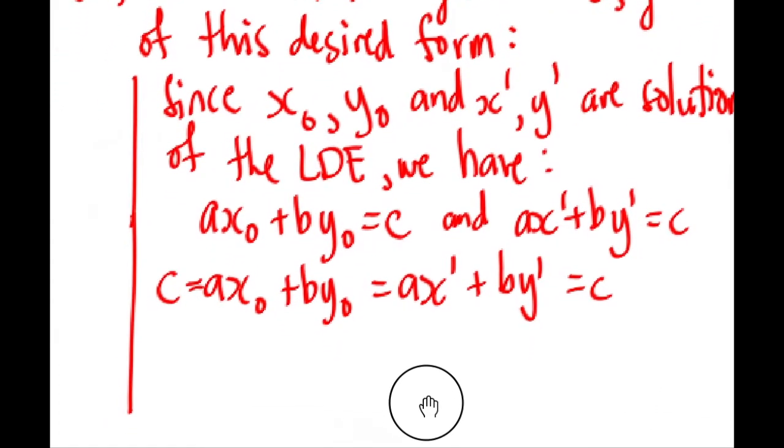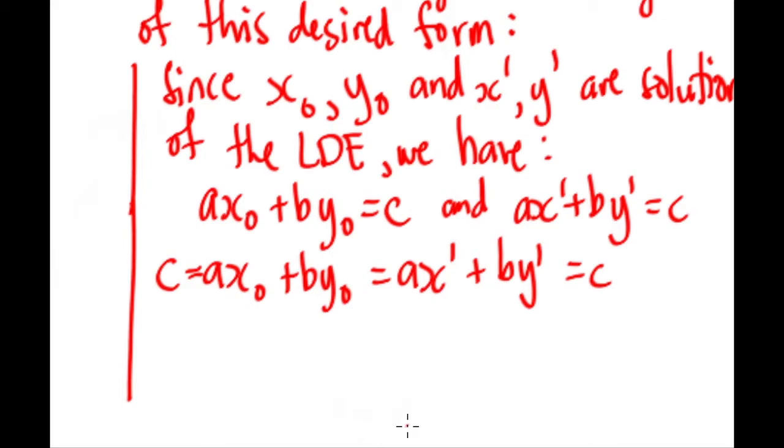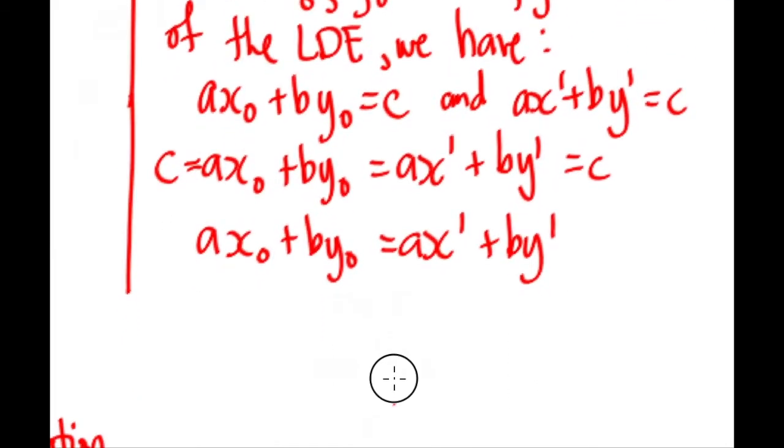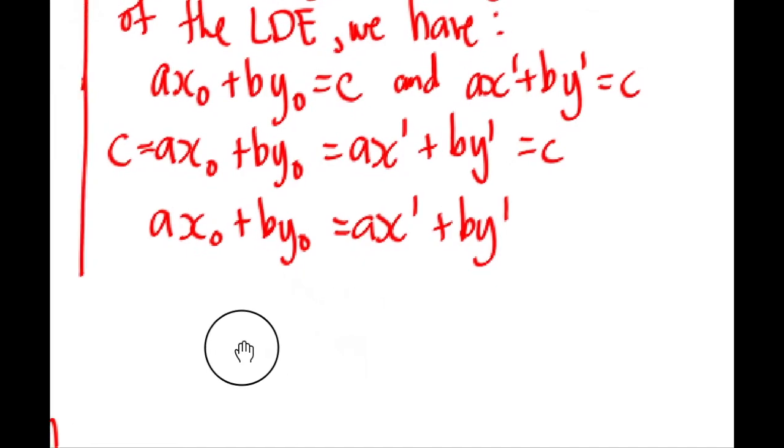What we will want to show is put all the a's on one side, put all the b's on one side. This time we will be deleting the equals c. Okay, that's trivial. So we have ax sub 0 plus by sub 0 equals ax prime plus by prime. To make it clear and better to see.